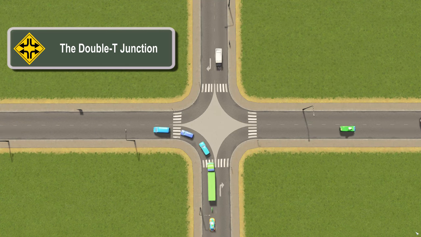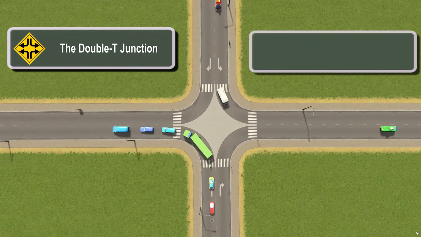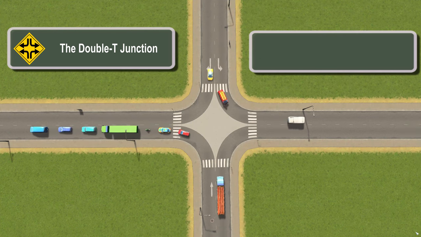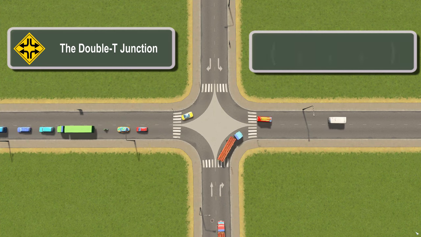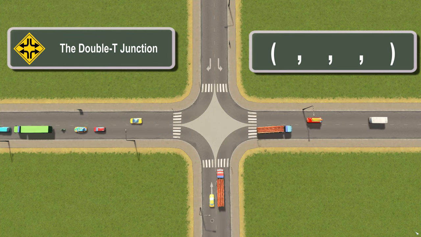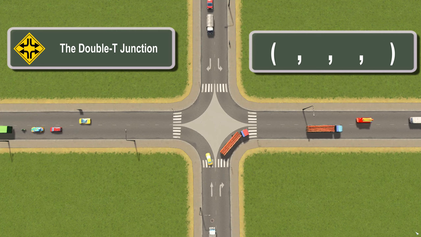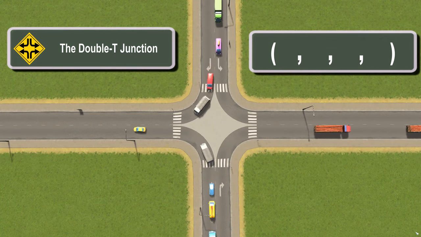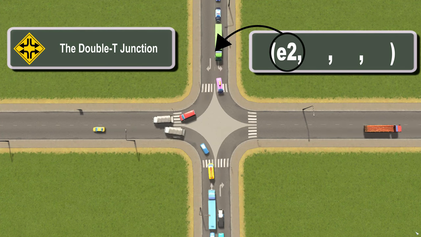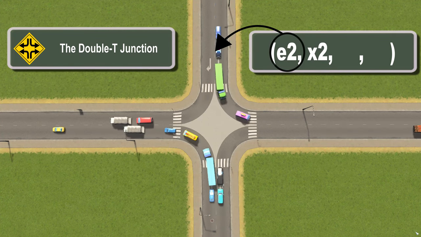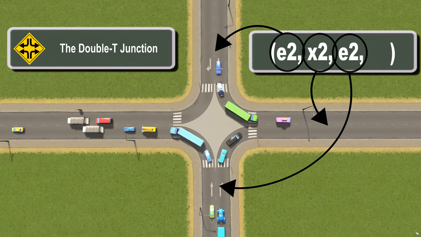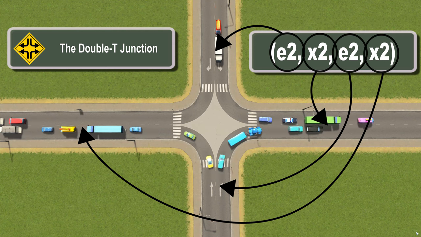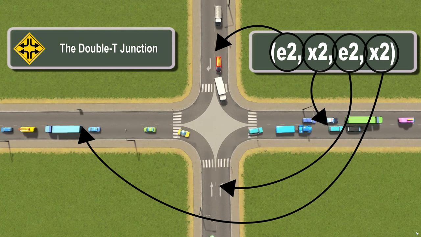Now before I go any further, because there are probably many more variations, I'd like to introduce some shorthand notation for describing these intersections. So, for a four-way intersection, we need to describe all four roads. I'm going to start with north and work my way around the intersection clockwise. For each road, I'm going to say how many entry lanes we have, E, and how many exit lanes we have, X. So our basic double T junction would be described as E2, X2, E2, X2.